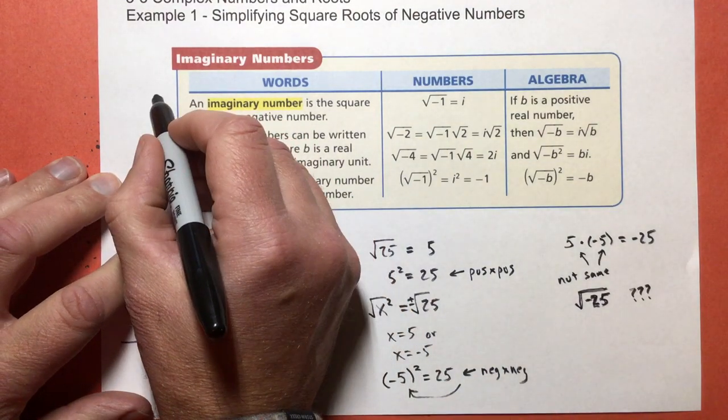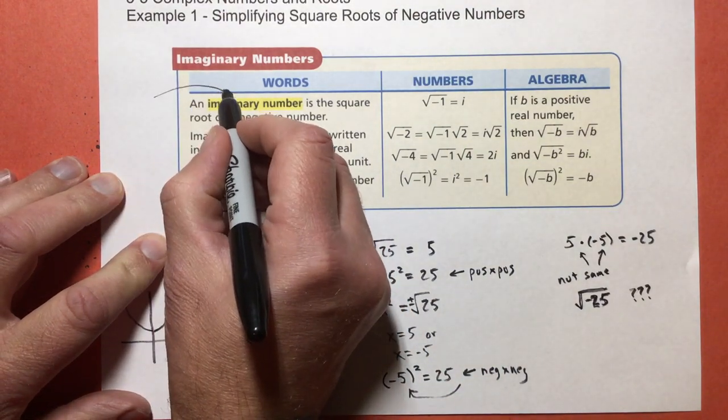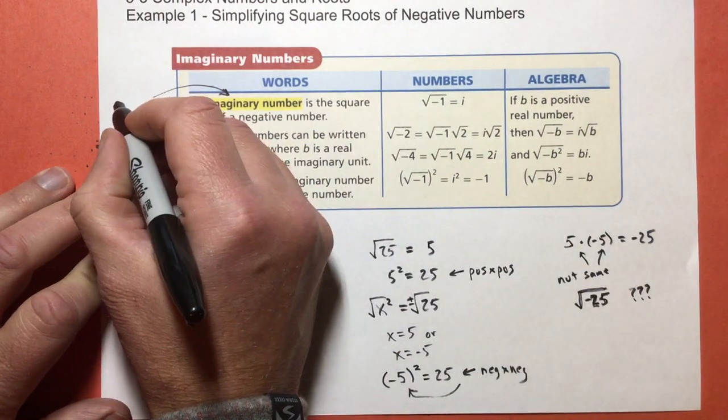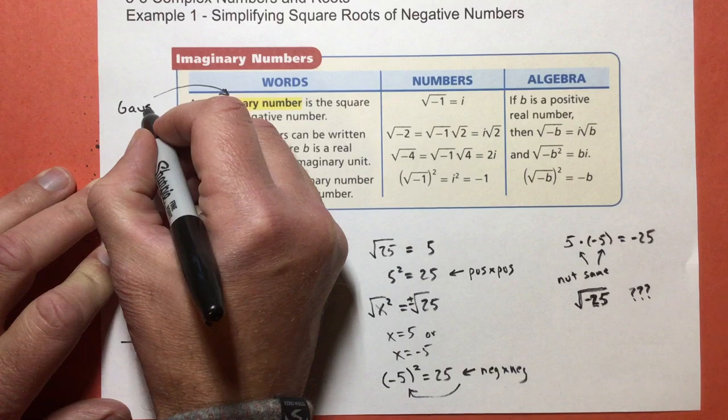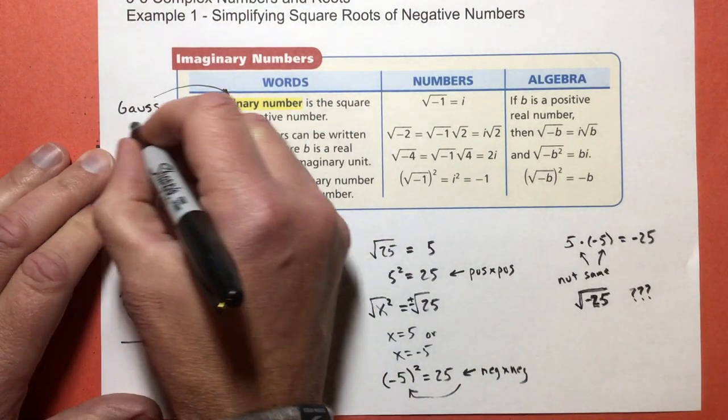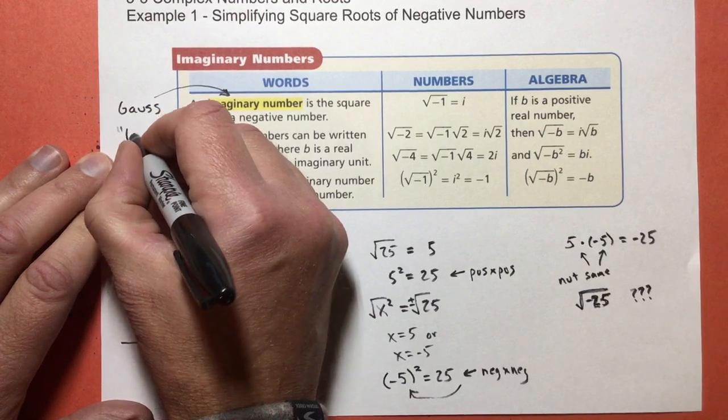And I do not like that we call that imaginary. There is a mathematician named Gauss. Hopefully I'm spelling his name correctly. And his idea was to actually call these lateral numbers.